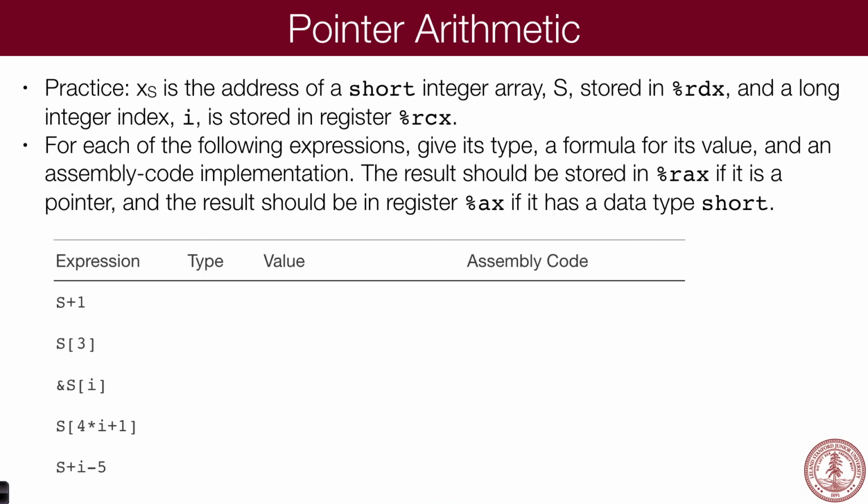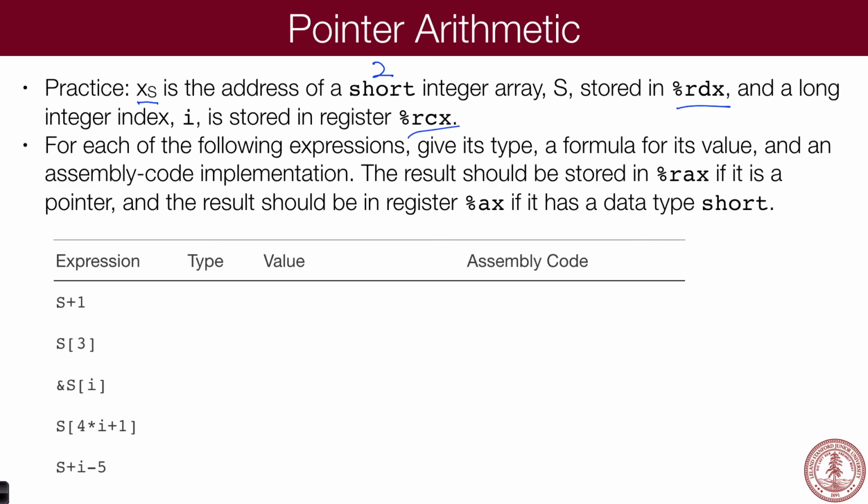Here we go. Let's set this up. Address. xs is the address of a short. How many bytes are shorts? 2 bytes. Okay, let's keep that in mind. Again, we're going to store the address in RDX, and we're going to store the index in RCX.